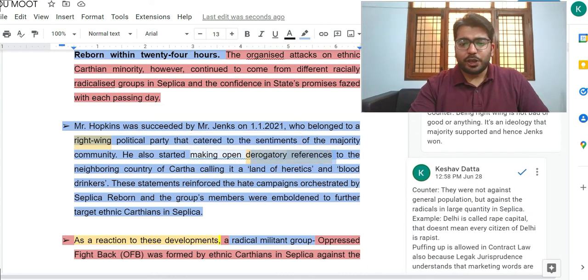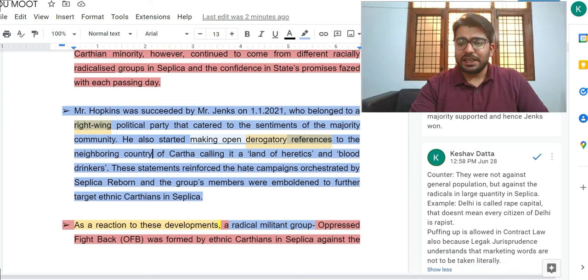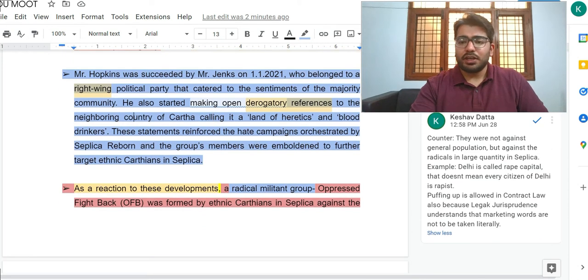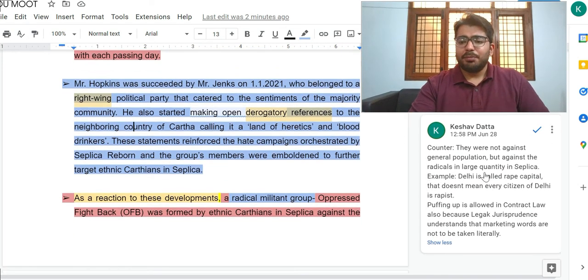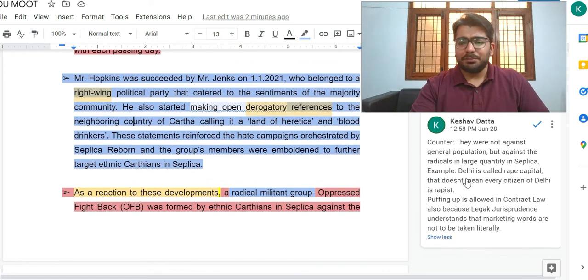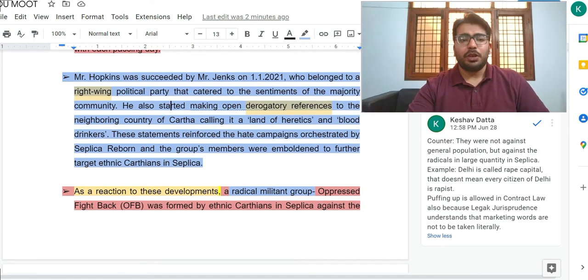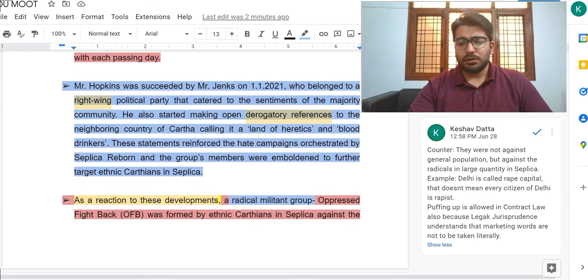Secondly, when they say that you were making derogatory references to the neighboring country, you can always present a counter that these derogatory references were not against the general population of the country, but we were actually talking about the radicals who are in large number in Seplica. One example is that Delhi is called a rape capital, right? Everybody knows, but that does not mean that one is calling every citizen of Delhi a rapist, right? It just means that there are so many nefarious elements in Delhi, and that is what we're trying to say. Similarly, whenever these derogatory references are made, they are made only to a specific type of people and not the entire population of Seplica or Kardha, right?